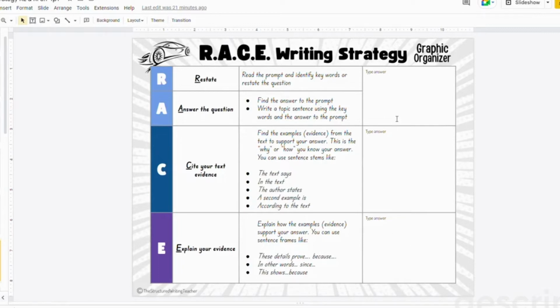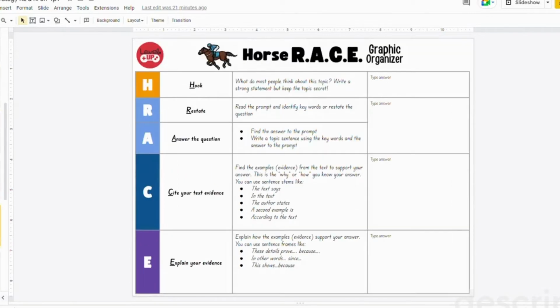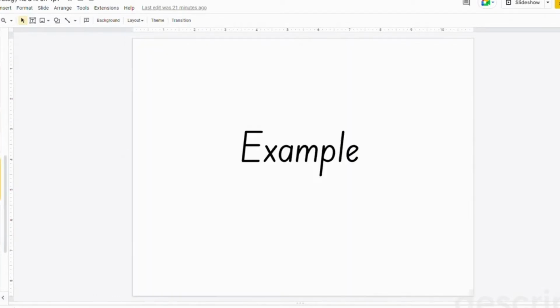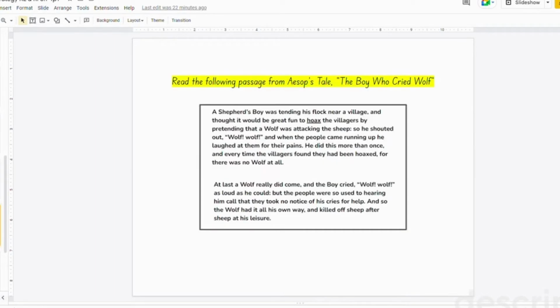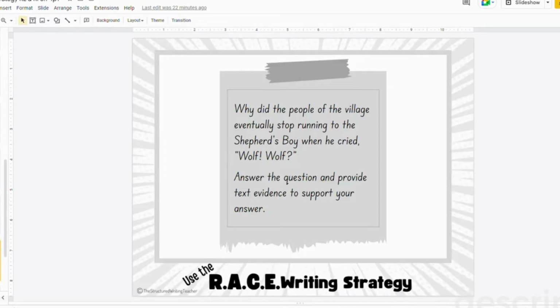And this can basically be done in 3 sentences, but I give them two choices. They can either fill out that one or they could choose this one, H RACE, horse race. So they add a hook to it and then restate, answer, cite, and explain. But the important part is to make sure that they have an example. So in this one, I have Aesop's fable, The Boy Who Cried Wolf. I put a question in there, and they're going to see how there's two different answers you could give here.